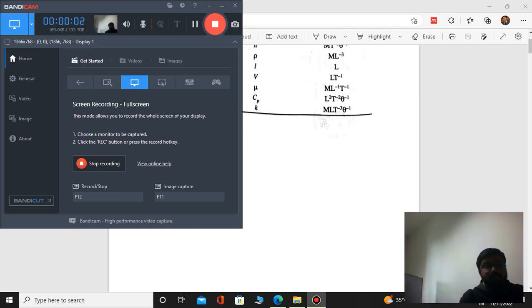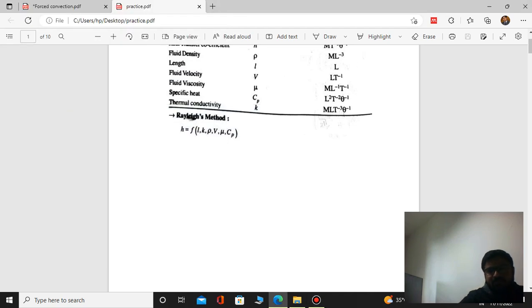Hello student. Now we will discuss that Nusselt is a function of Reynolds and Prandtl for forced convection. But now we will discuss for which method, Buckingham pi theorem. Now it is also similar to that. Now only a slight difference would be there.